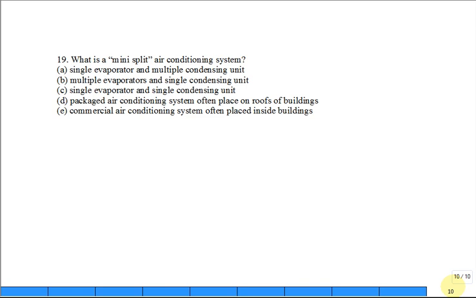I want you to take a minute, raise your hand if you want to volunteer to supply the answer. I'll call on you after I see your hand raised. Did you say E? Thank you for participating. C? Thank you for participating. Multiple evaporators and a single condensing unit. Correct.